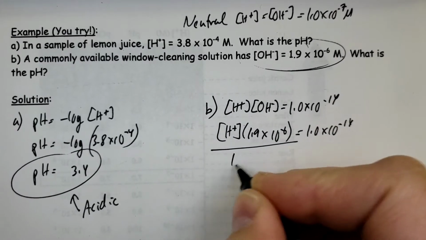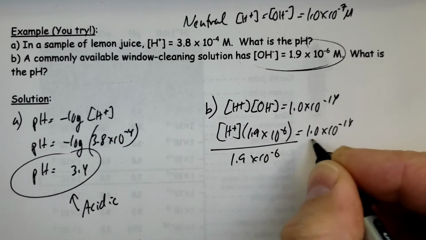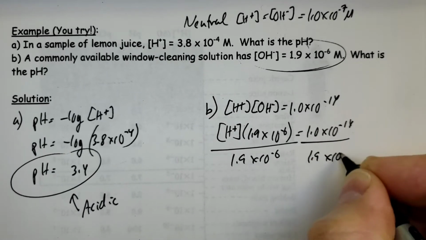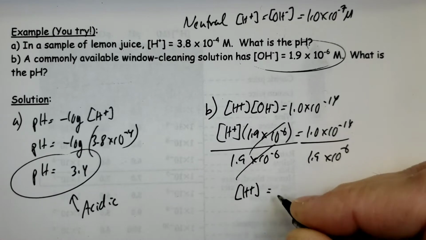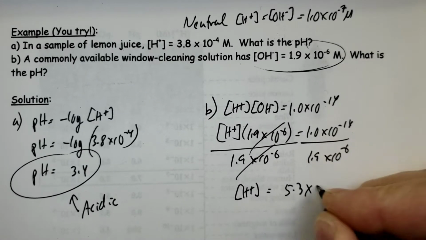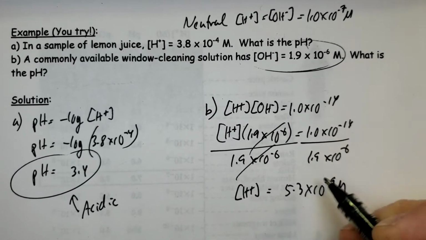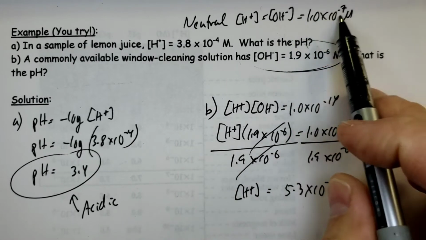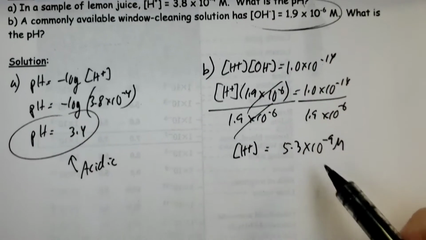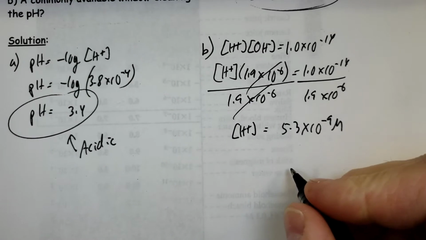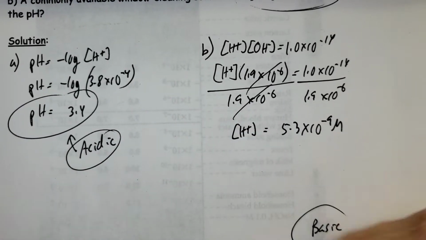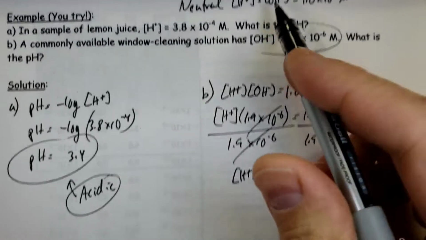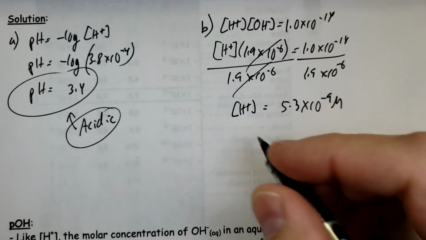So divided by 1.9 times 10 to the minus 6, H is equal to 5.3 times 10 to the minus 9 molar. And you can see, yes, that is a smaller number than what H would be if it was neutral. So this tells us that it's going to be basic for sure, because OH is bigger than neutral and H is less than neutral.